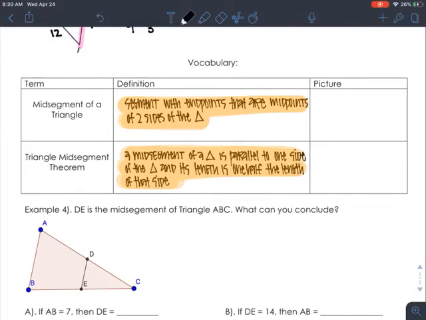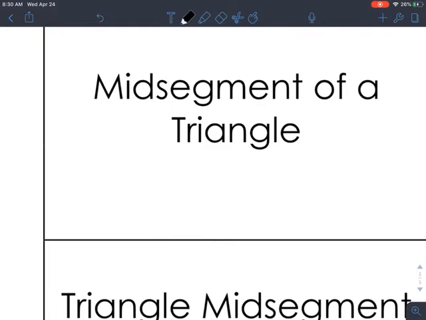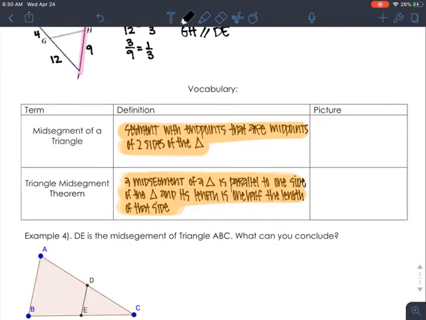Okay, so this is where we just left off with mid segments of a triangle. This should sound familiar to us because we have talked about mid segments of trapezoids before, back in chapter 6. The concept of a mid segment of a triangle is the exact same thing. The only difference is we only have one base.